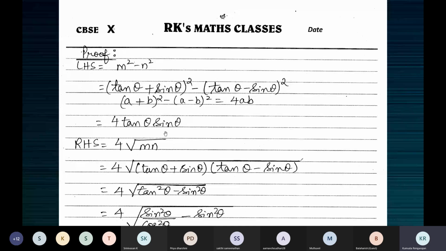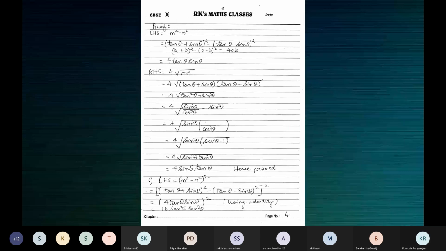But what you can also do is, if you feel, what do I do with 4 tan theta sine theta further? So you can just stop there. If you feel this is very simple, how can I further work this to get 4 root mn? You can just stop here. You can take up the RHS and work and get the same result. That way also you can prove LHS is equal to RHS.